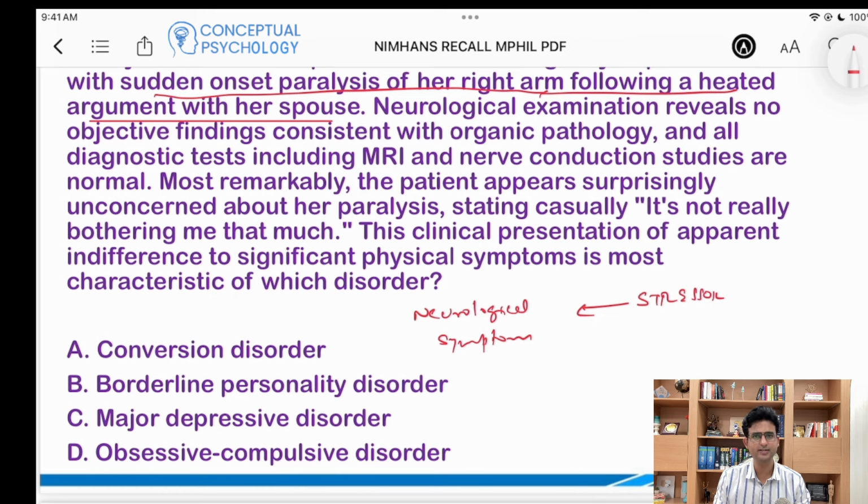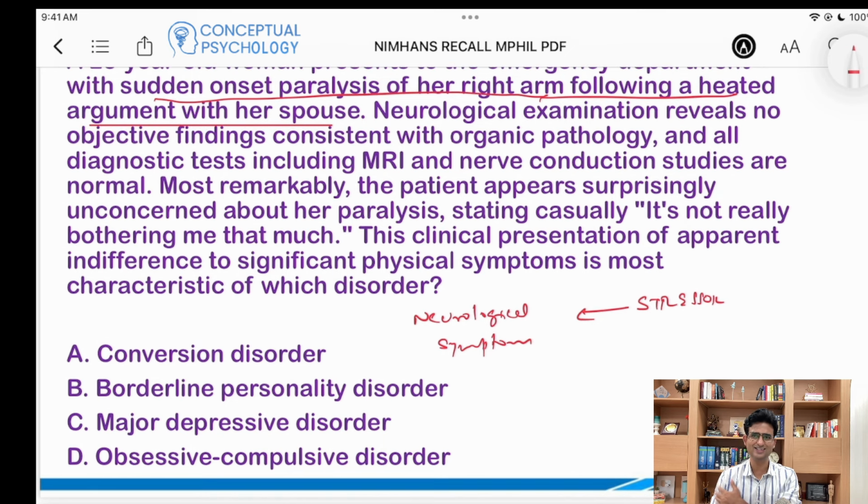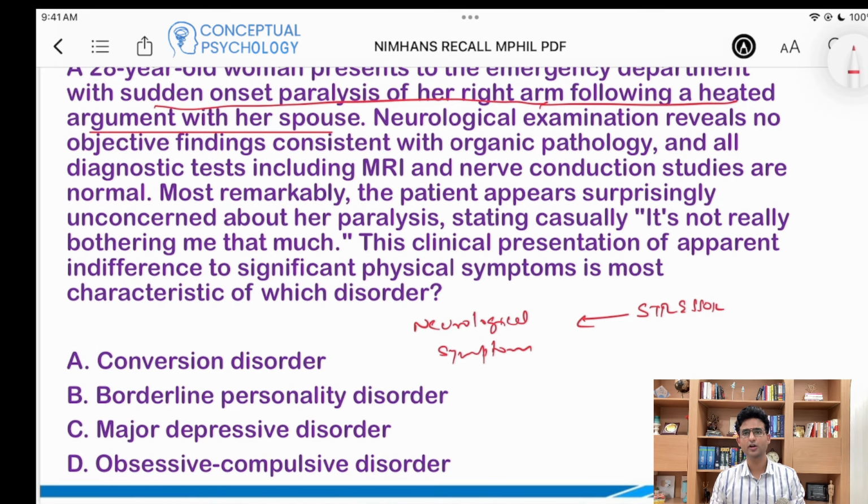Which in this case is a motor symptom in the form of paralysis. Now, neurological examination reveals no objective findings consistent with organic pathology. MRI is normal, nerve conduction studies are normal. Most remarkably, the patient appears surprisingly unconcerned about her paralysis, stating casually, "It's not really bothering me much." This clinical presentation of apparent indifference to significant physical symptom is most characteristic of which disorder?